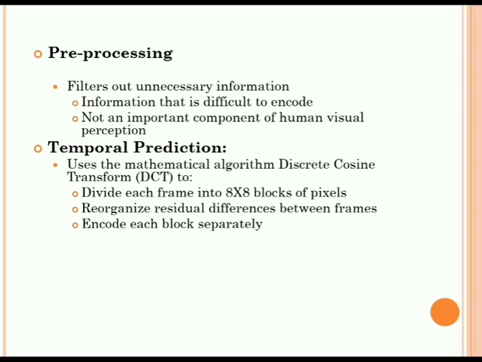Next is temporal prediction. In temporal prediction, it uses the mathematical algorithm discrete cosine transform to divide each frame into 8 by 8 blocks of pixels, reorganize the residual differences between the frames, and encode each block separately. That is the purpose of temporal prediction. We use the discrete cosine transform to encode the blocks separately and to reorganize the residual differences between the frames.